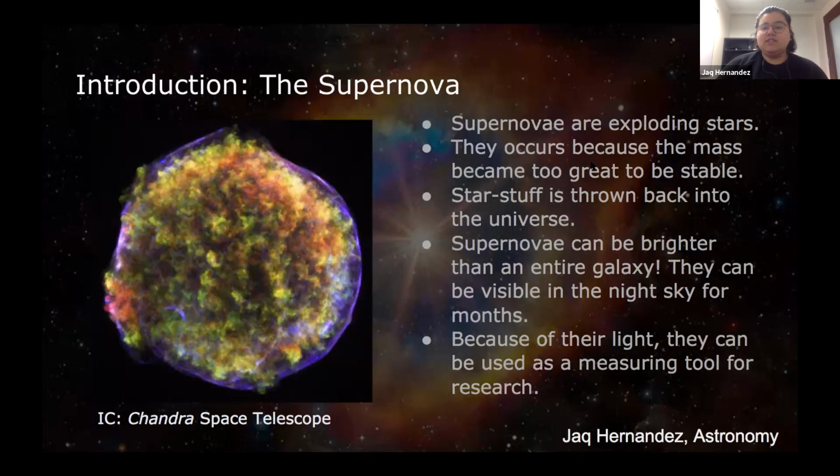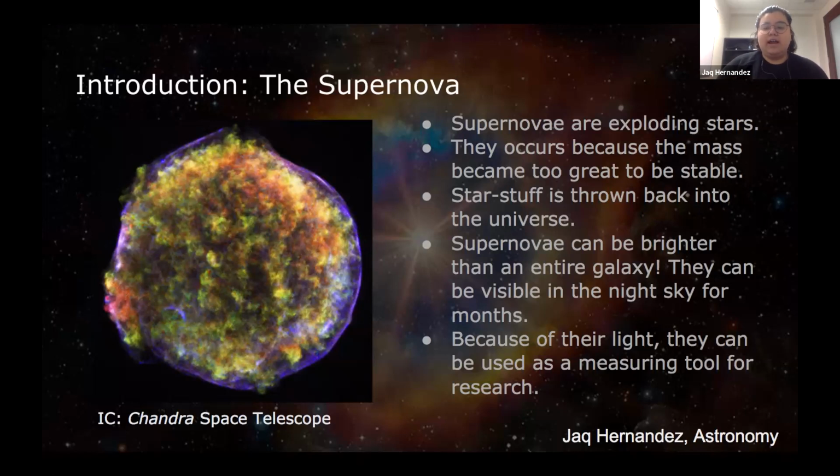These stars explode because their mass has become too great to be stable, leading to that explosion and all that mass material being thrown back into the universe so it can later create even more stars down the line. And when these explosions occur, they make so much brightness that it can outshine an entire galaxy for a number of months.